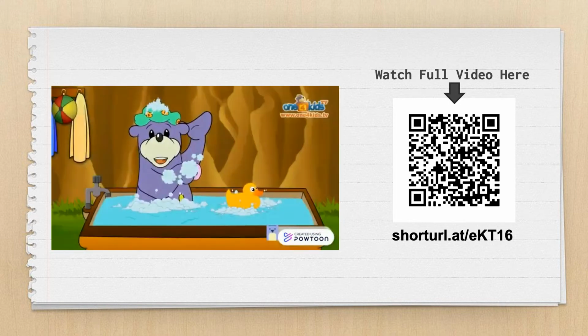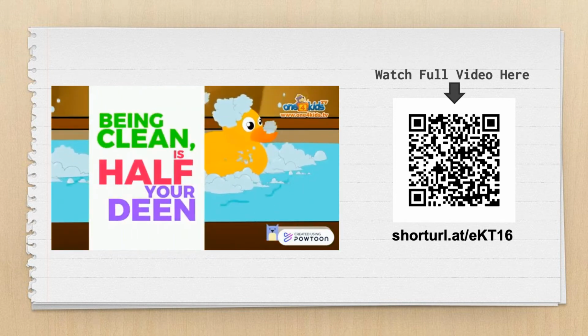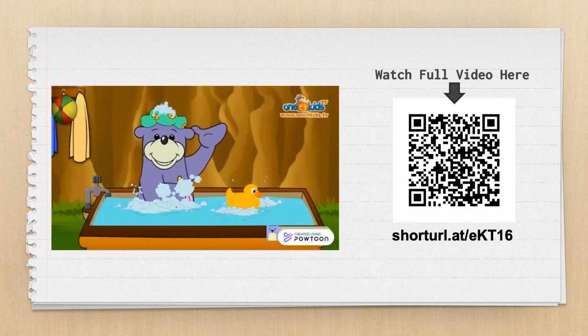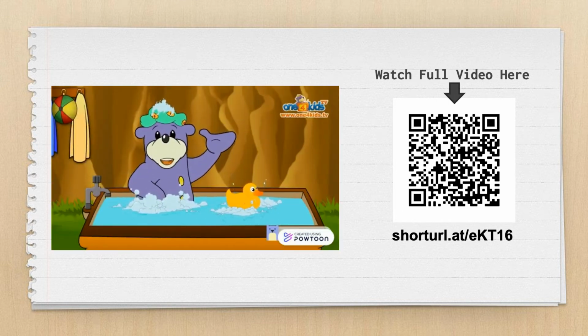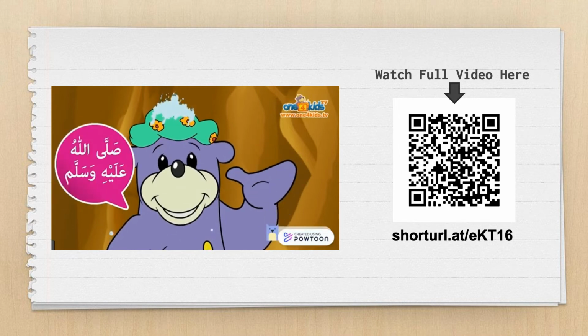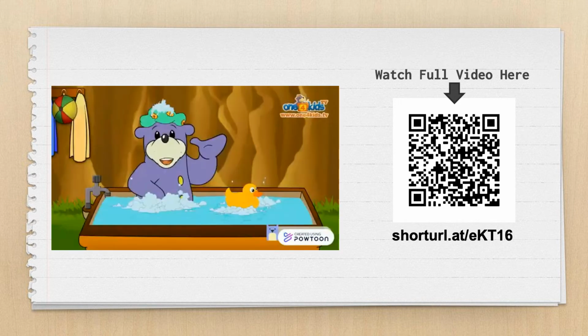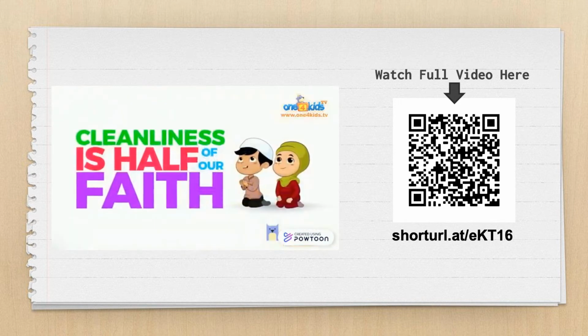Oh, Assalamu alaikum children. Don't mind me, I'm just taking a bath. I just love baths. Being clean is half your deen. Taking regular baths and showers helps me stay nice and clean. Cleanliness and hygiene is very important in Islam, which is why Prophet Muhammad sallallahu alayhi wasallam said, "At-tuhur shatrul iman," which means cleanliness is half of our faith.